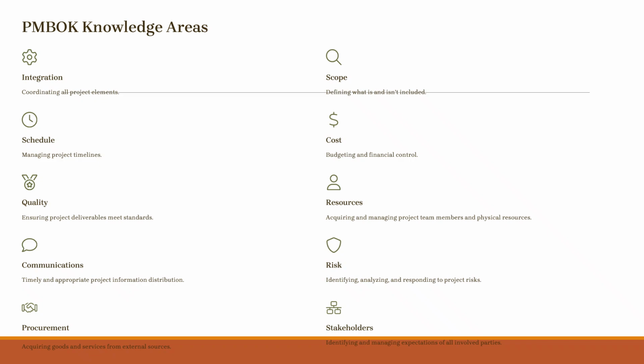Now next is the scope, defining what is and isn't included. So that comes under the scope: what exactly you want in the scope and what you are not going to work on for your scope. Then cost, budgeting and financial control. It should be decided at the start of the project, and the budgeting and financial control will work at the time of working on that particular project.